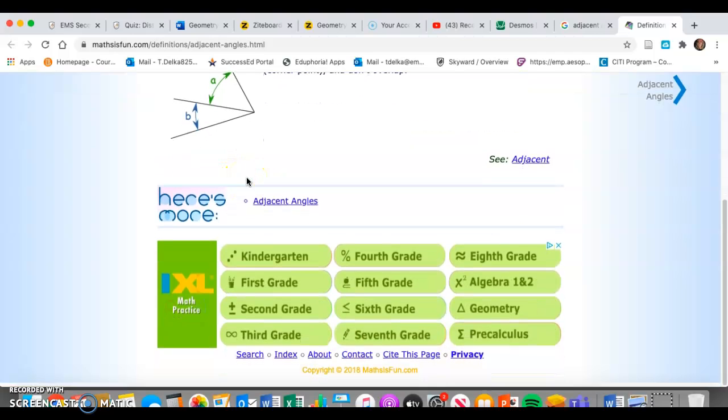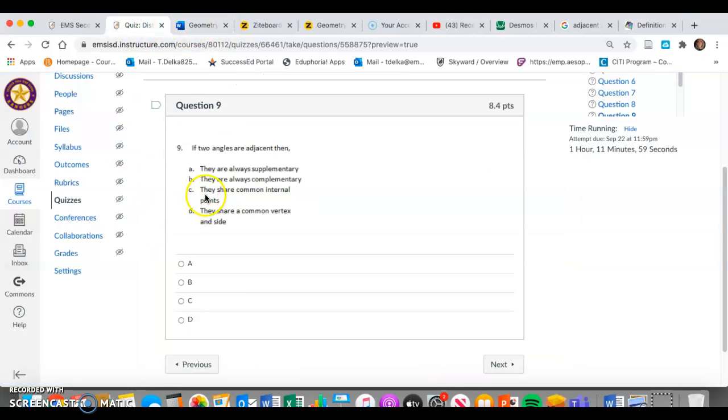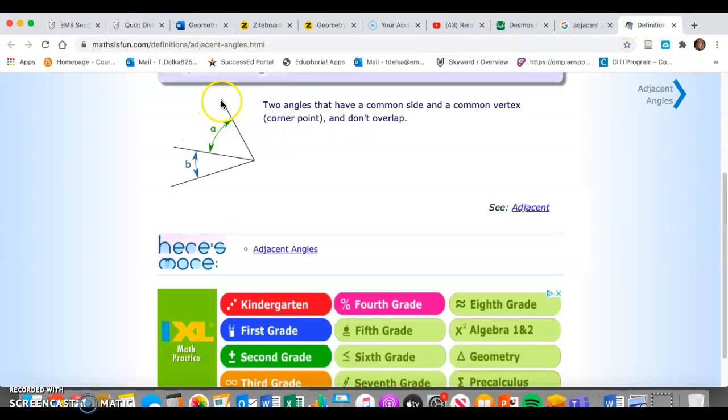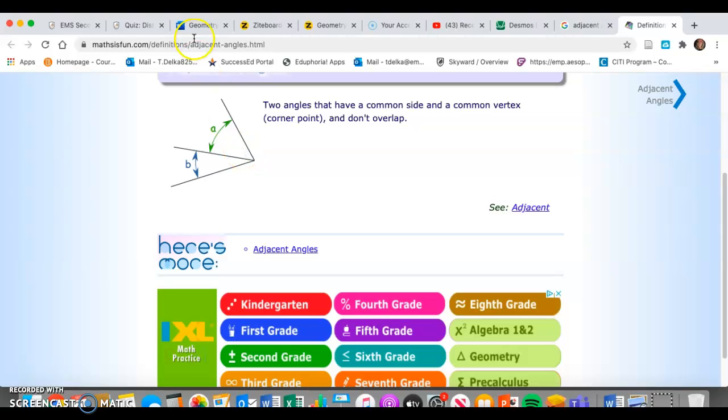So what are some true things about adjacent angles? Well, let's go look at them. They are always supplementary. Well, no, what we just saw right there, supplementary means 180, and these two angles do not measure 180. 180 is a straight line.